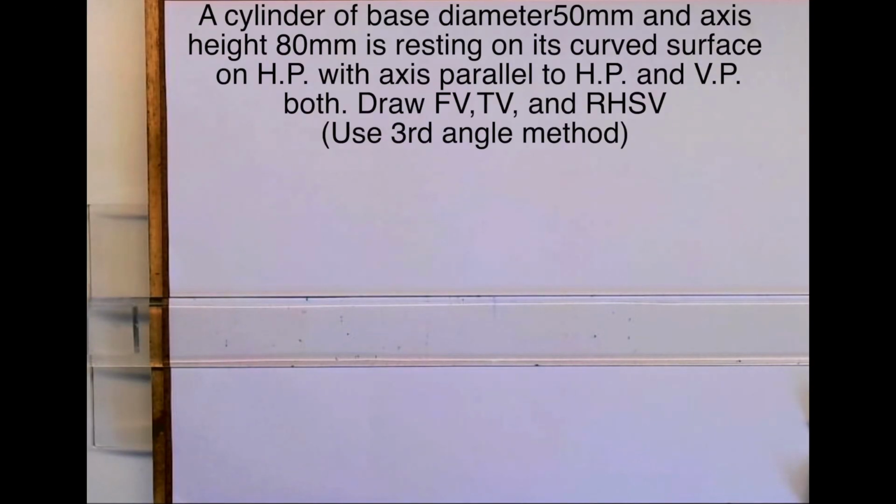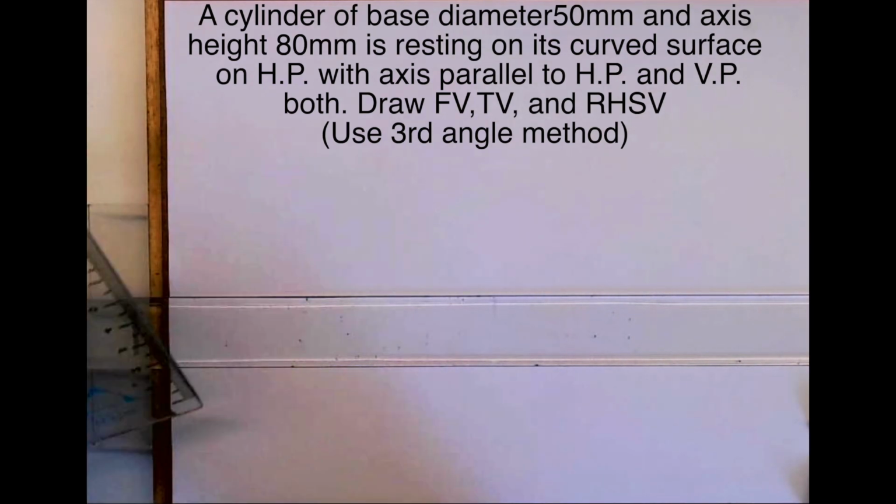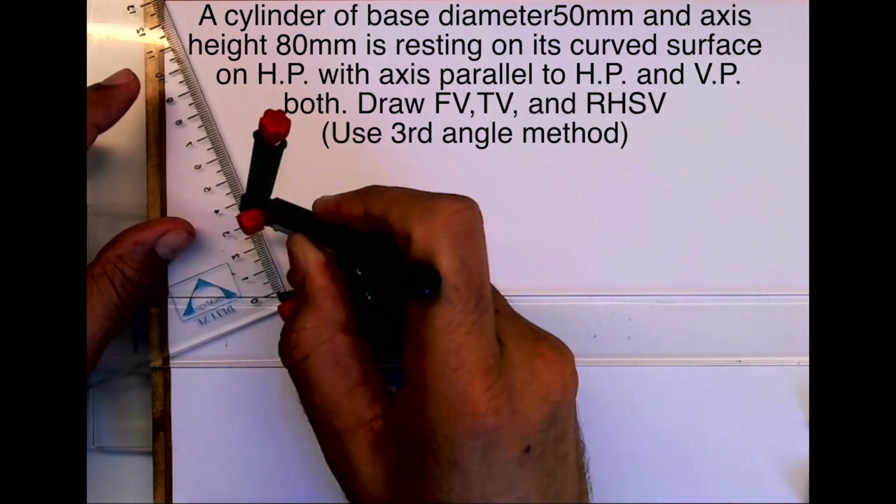Welcome to Technical Drawing. Today we'll draw a cylinder of base diameter 50 mm and axis height 80 mm resting on its curved surface on HP with axis parallel to HP and VP. We need to draw front view, top view, right hand side view, and we have to use third angle method.